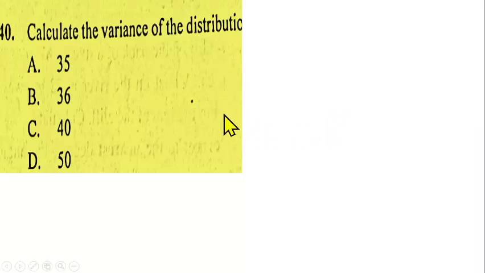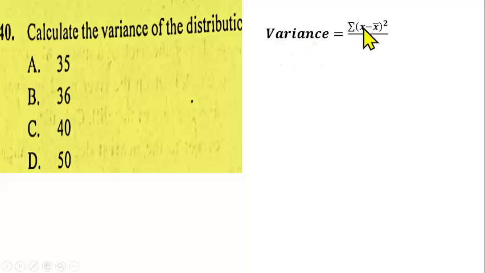So you are looking for the variance of an ungrouped data, and that should give us the summation of the deviation squared over the number of data. So we have the summation of (x minus x bar) squared over n. Our x bar is the mean that we just calculated. X is the data given to us, and n is the number of data given to us.